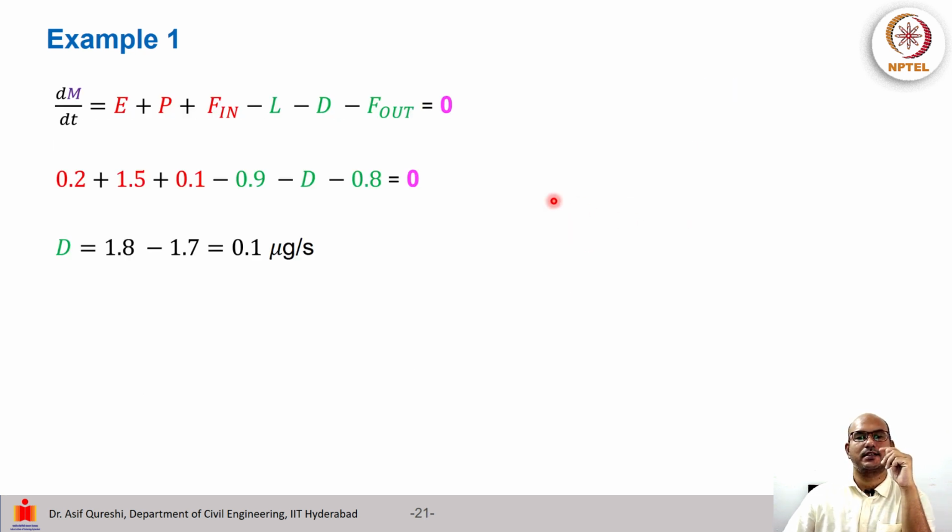So in this case, I have typed it out: dm by dt equals E plus P plus F in minus chemical loss minus deposition minus F out, which is equal to 0 here. So we have 0.2 plus 1.5 plus 0.1, which is 0.8, minus 0.9 minus 0.8, so minus 1.7. Unknown is D, which is 0.1 microgram per second.